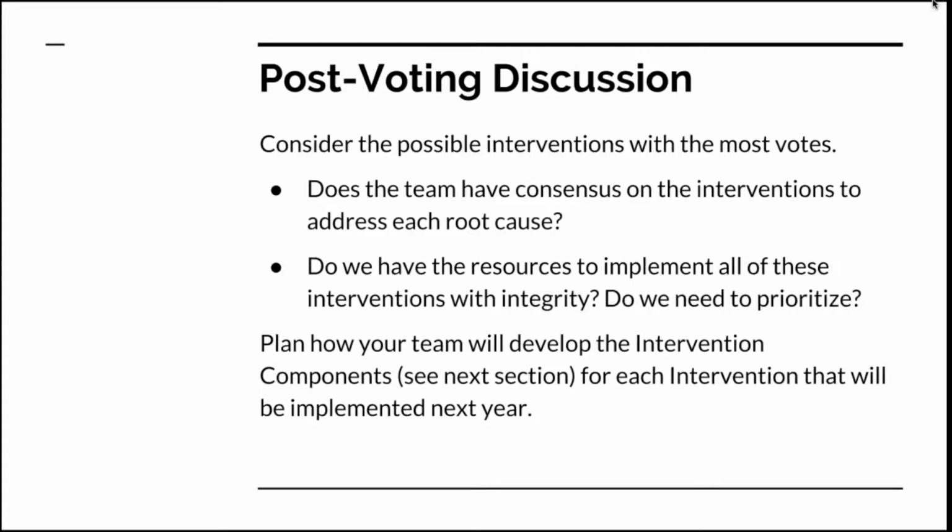Plan how your team's going to develop the intervention components, and that's going to be the next section. And then for each intervention that will be implemented next year. So this is all working, it's all coming together now. So you're doing your post-voting, you're having those discussions, you're getting all this talk around, and now you're actually going to get it, putting the plan into place.